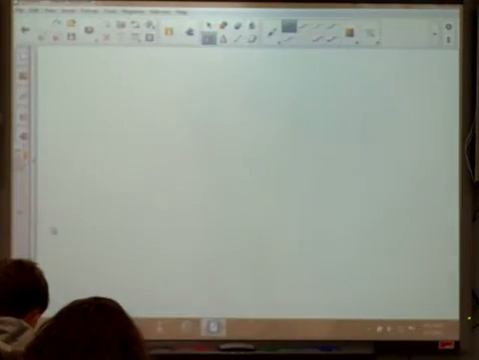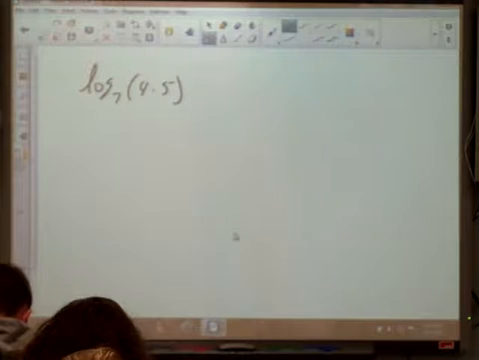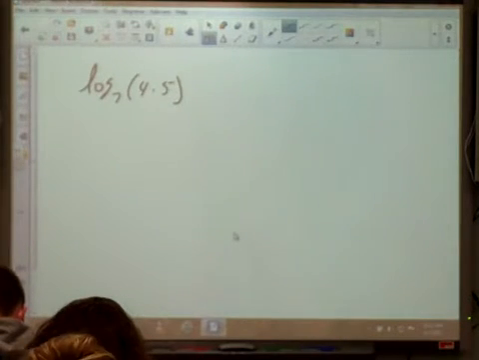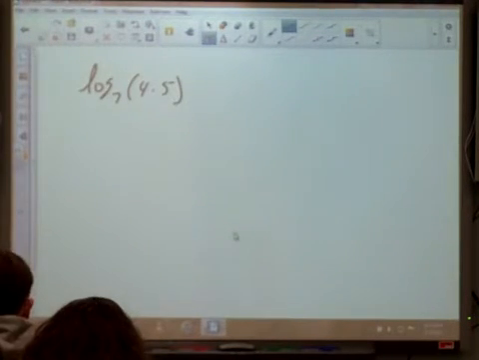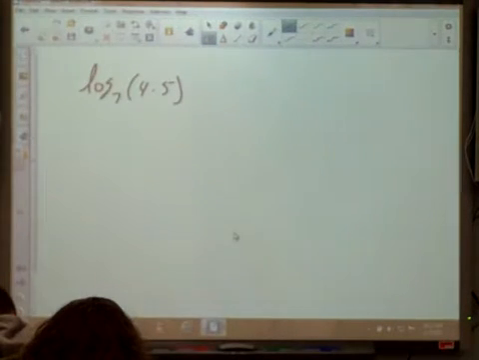This one says log base 7 of 4 times 5. It says use the properties of logarithms to express each logarithm as a sum or difference of logarithms or as a single number if possible. Assume that all variables represent positive real numbers. So lots of directions on that.